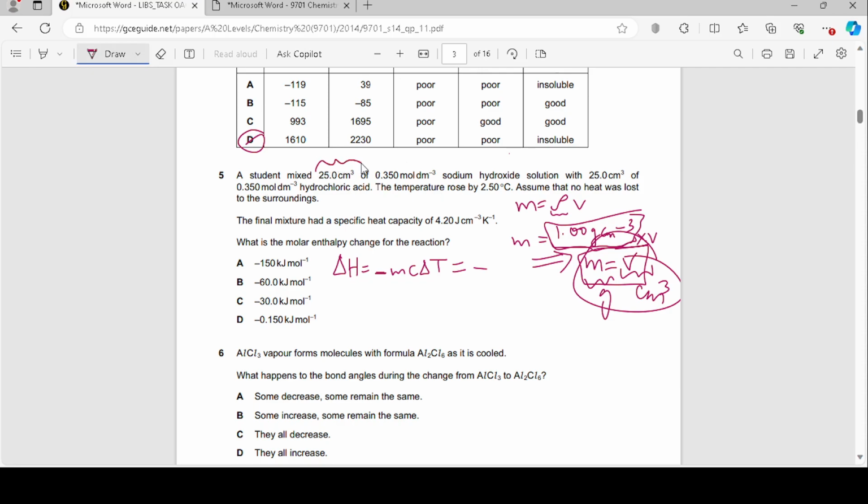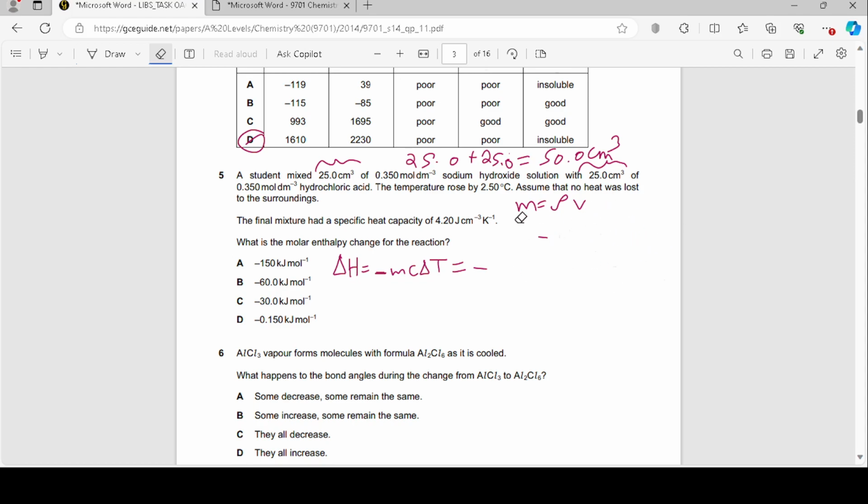Well, I have 25 cubic centimeters of sodium hydroxide solution and 25 cubic centimeters of hydrochloric acid. So obviously 25 plus 25 is 50 cubic centimeters, right? So therefore, my volume and my mass are equal, right? So if my volume is 50.0 cubic centimeters, I should stop circling things, it makes it so messy. But anyways, if my volume is that much, then my mass is also going to be 50.0 grams, okay? Times my C, my specific heat capacity here, which is 4.020 joules per cubic centimeter per Kelvin.